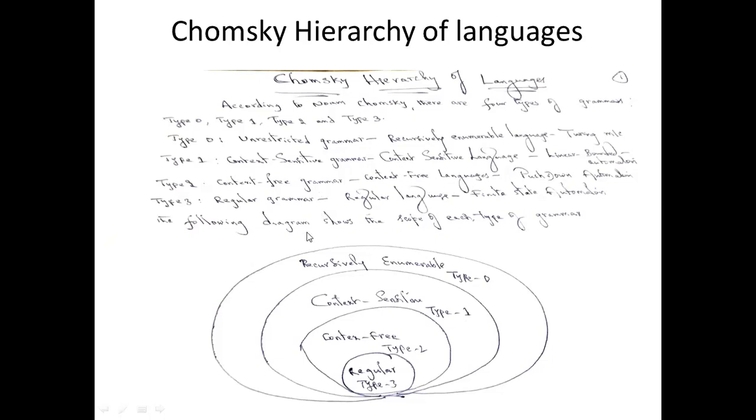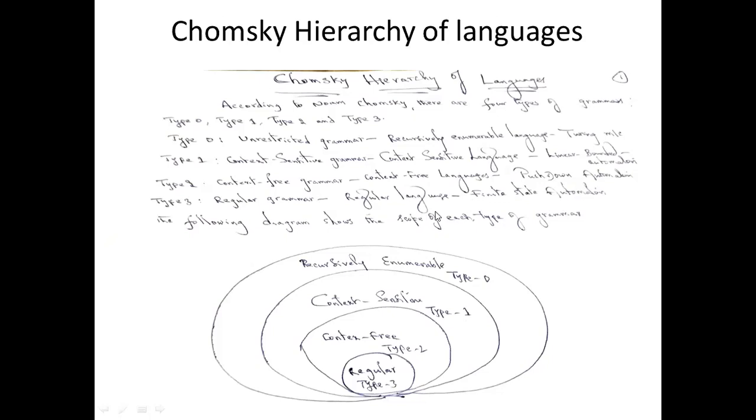And type 3 grammar has more restrictions compared to the above grammars. That type 3 grammar is regular grammar. This regular grammar produces regular language, and a finite state machine or automaton is used for recognizing regular language. Finite state automaton means either deterministic finite automata or non-deterministic finite automata, that is DFA or NFA, which can recognize regular languages. So these are the four types of grammars, languages, and the machines which recognize them. Okay, so this is according to Chomsky.